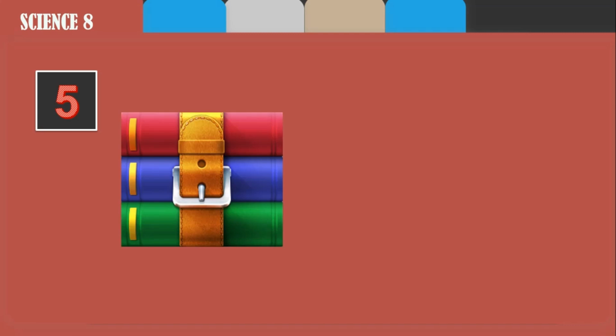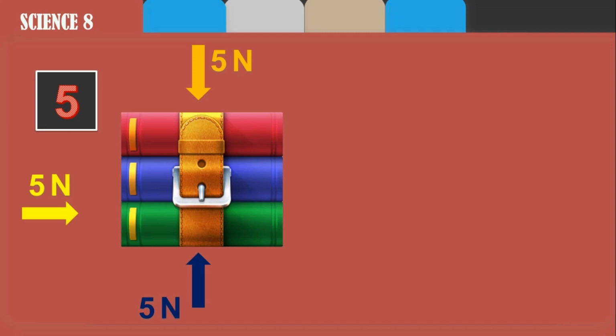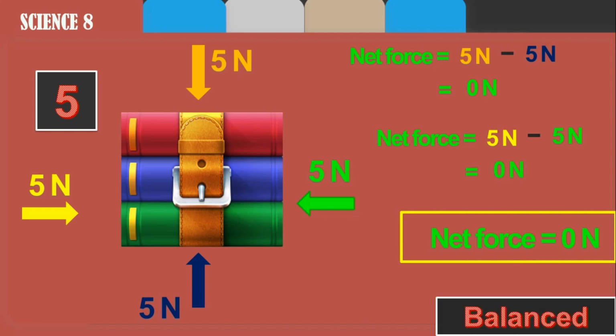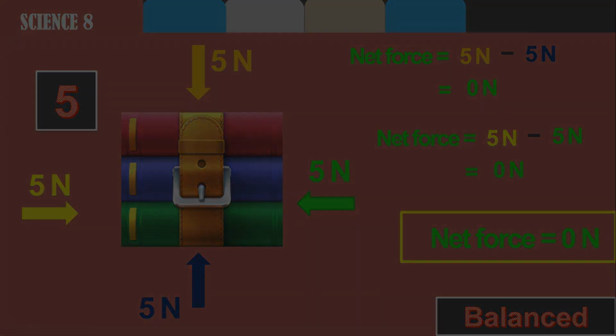To increase the difficulty, we have forces acting upon the object from four sides. I'm going to start with my top and bottom arrows. 5 newtons minus 5 newtons equals 0 newtons. My left and right arrows will also result to 0 newtons because they are going in the opposite direction. 5 newtons minus 5 newtons equals 0 newtons. Forces are therefore balanced. That's it for today.